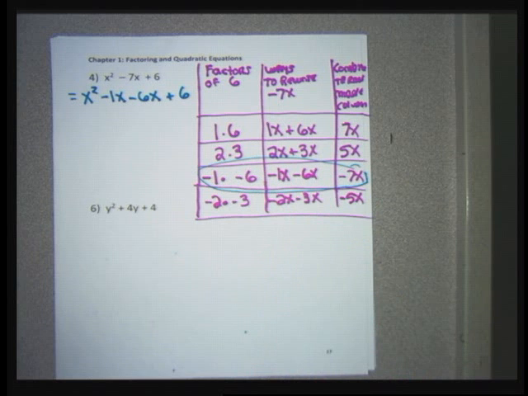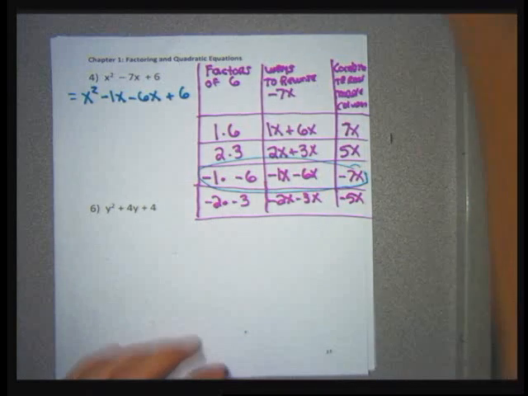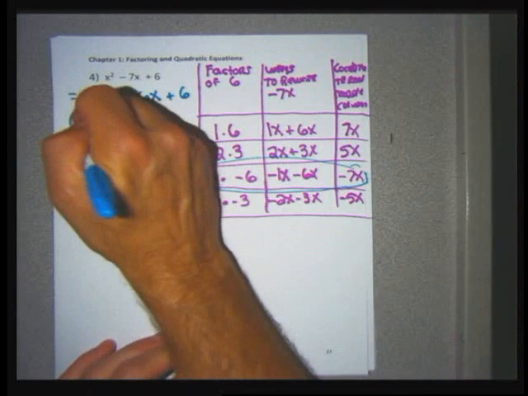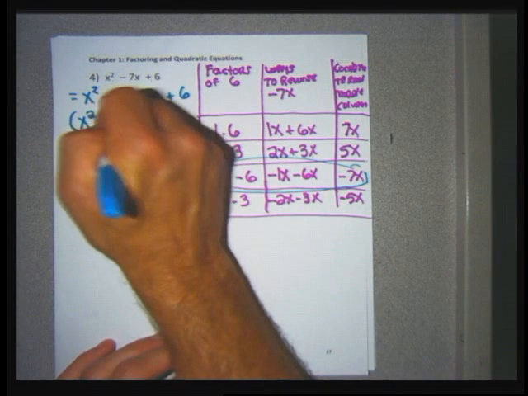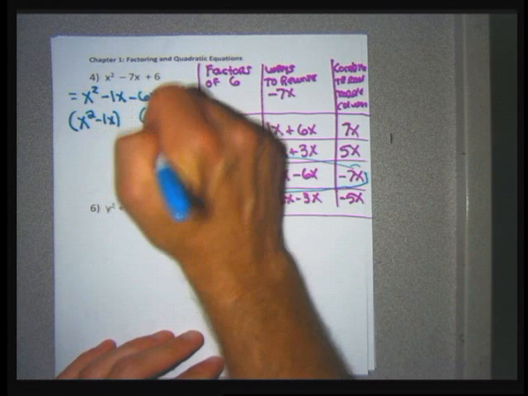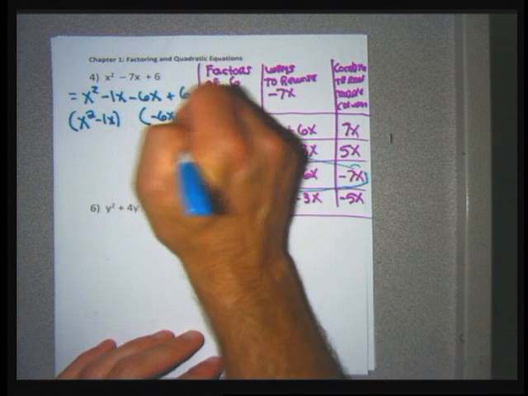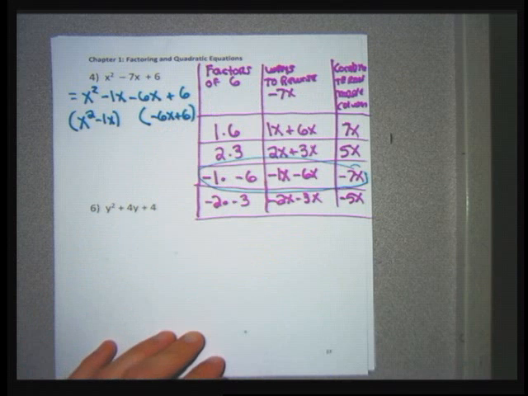So that's actually good. I've rewritten to something that's equal to the original problem, and the something that I've rewritten will make it so factoring by grouping works. So I'm going to factor by grouping now. I'm going to capture the x squared minus 1x in a parentheses, and I'm going to capture the negative 6x plus 6 in a parentheses.